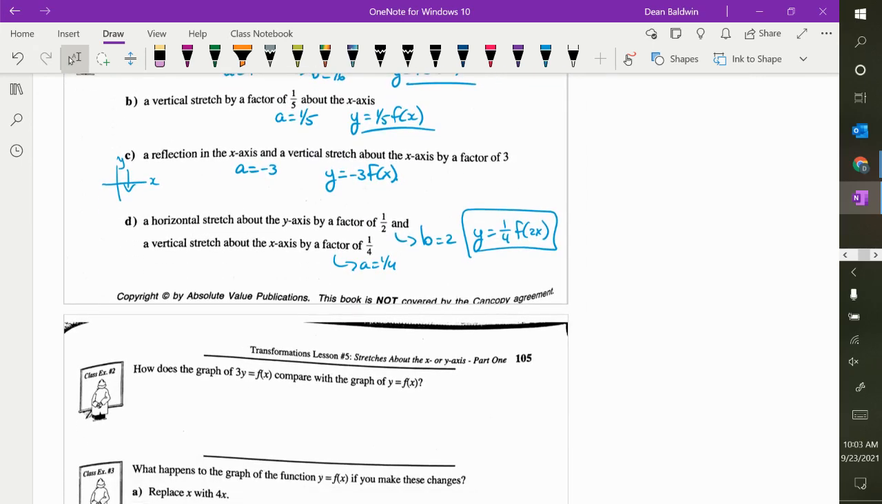All right. Page 105, please. Right at the top. What if they wrote this? 3y is equal to f of x. What's wrong with that right now? The a value is 1/3. Yeah, because we don't want a y value. We don't want 3 y's, right? So you divide off the 3 on each side. You'll get this. So there's 2 ways to look at this. You can write it that way, f of x over 3, but that is the same as 1/3 f of x. Okay?